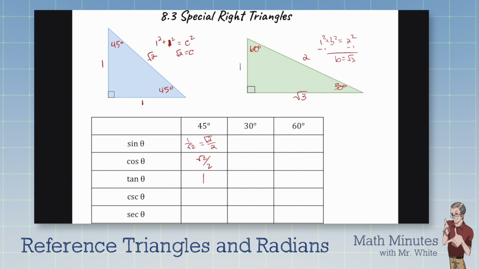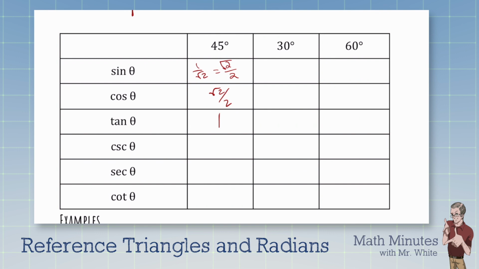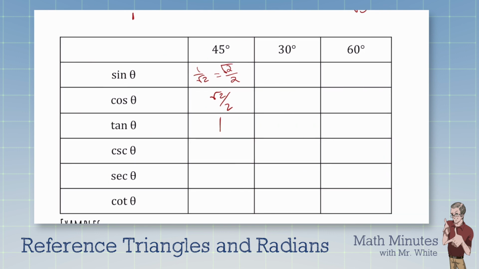And then all those relationships down below are reciprocals. So the cosecant would be radical 2, secant would be radical 2, and then cotangent would be 1. All I did was flip over that one right there, the 1 over radical 2. I just flipped it over because of those reciprocal relationships we saw when we were defining these functions.